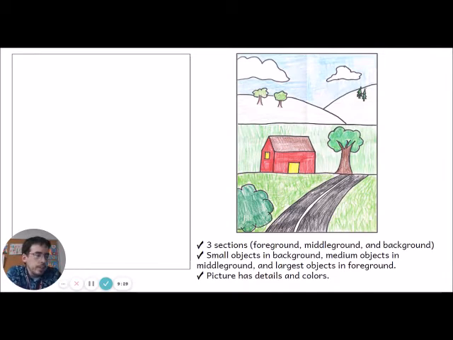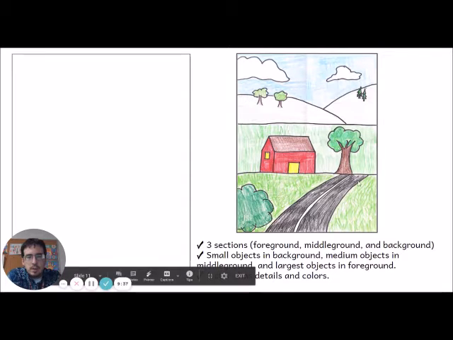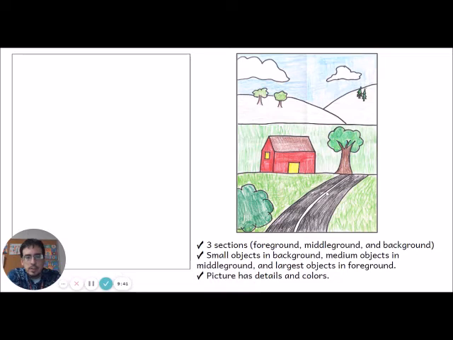Okay, so when we're ready to draw our picture, we're looking for a few things to make sure we get them right. We're going to make sure our picture is in 3 sections. So again, this whole bottom section under that first line is the foreground. That's closest to us. The middle ground is the middle section. And then the background is farthest away in the top.